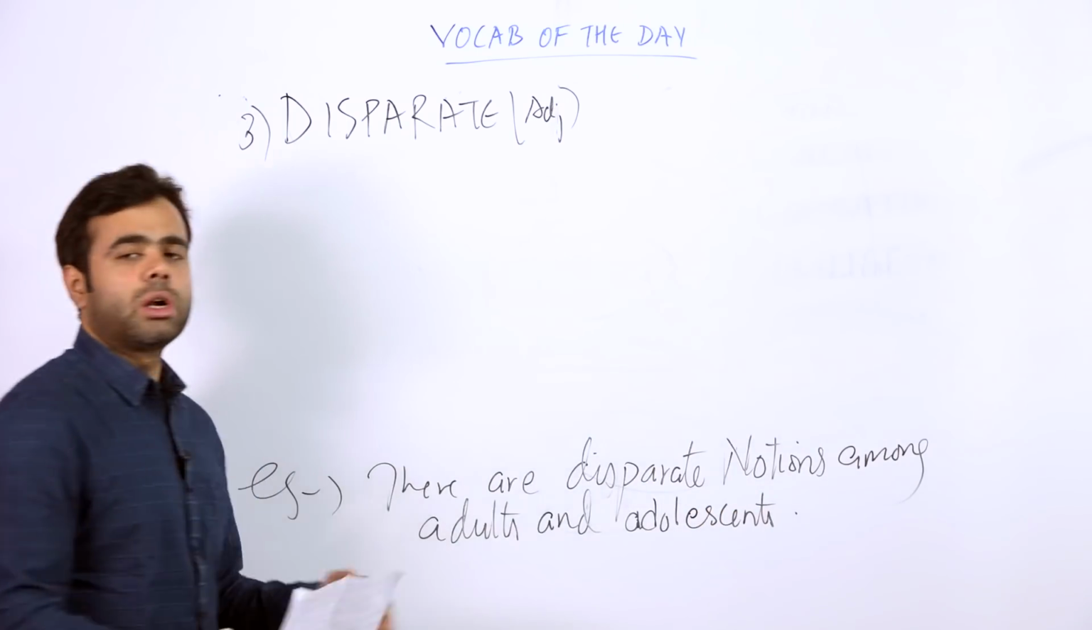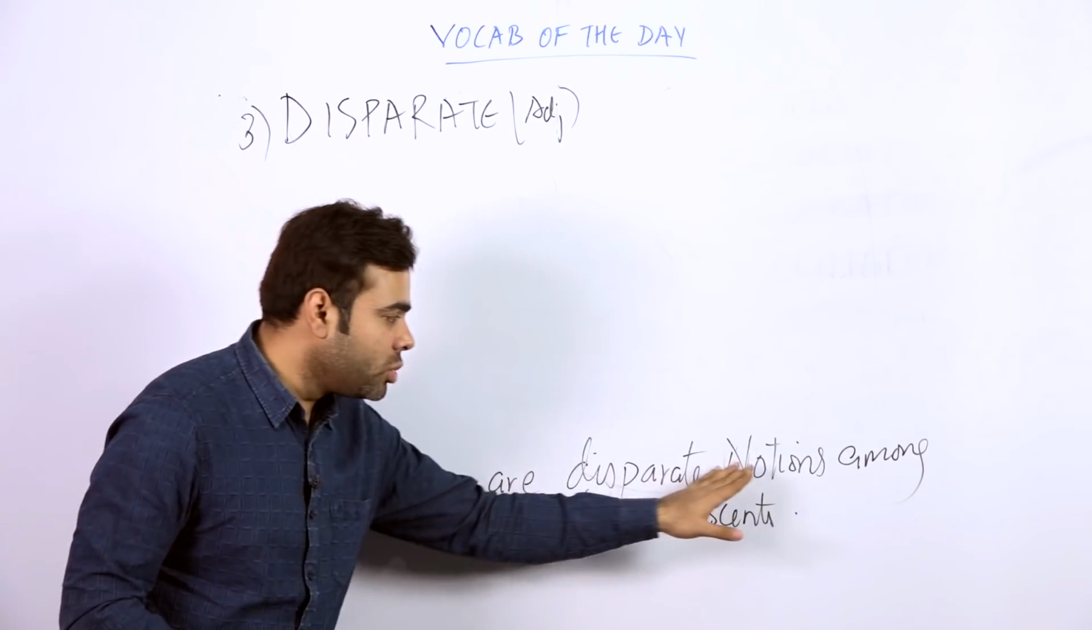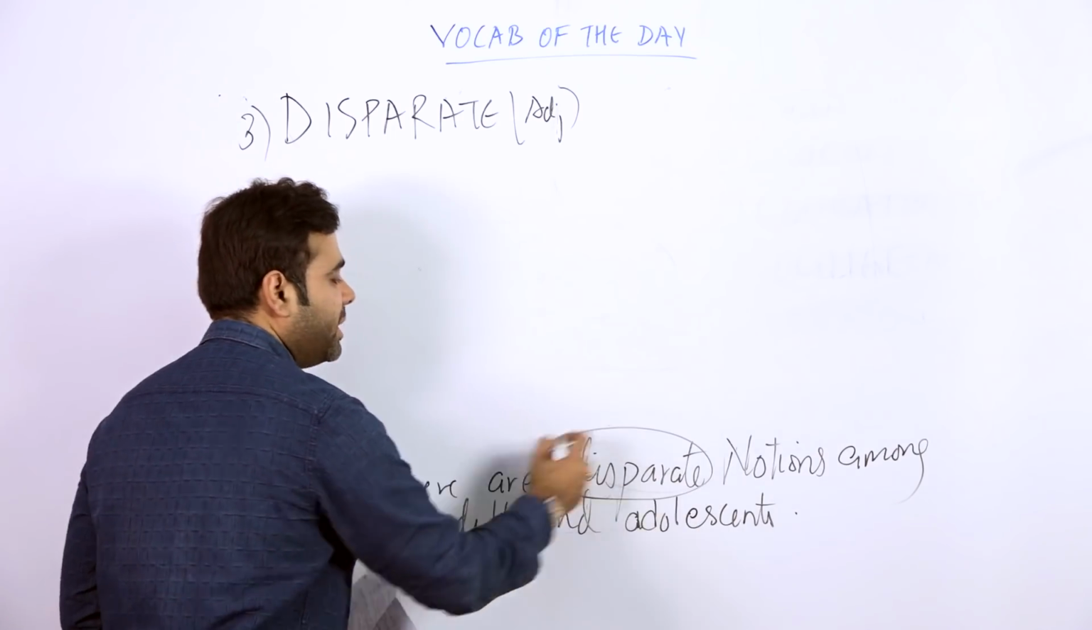Adults and adolescents who are adults. Adults and adolescents who are kids. There are disparate notions. Among notions is the perception or thought. So what do you think could be the meaning of disparate?